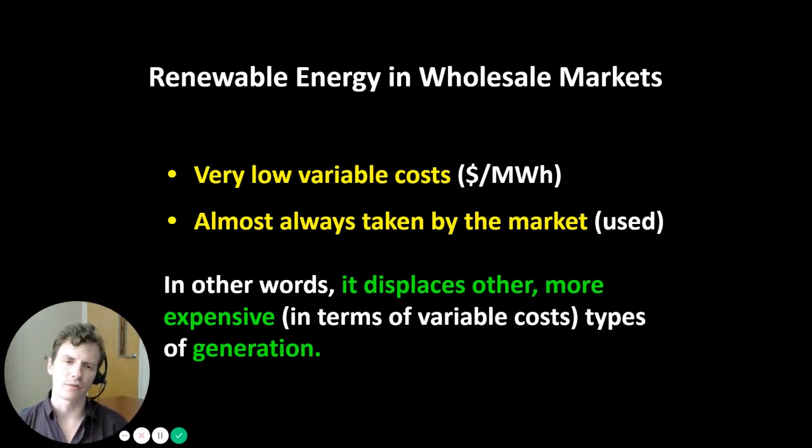Remember, most of the cost of renewable energy, like wind and solar, is the capital cost. Once you build the solar farm or once you build the wind farm, the cost of producing the electricity is almost zero. Because of that extremely low variable cost of renewable energy, it is almost always taken by the market. We have called it, in previous lectures, demand reduction. And so what that means is that when wind or solar is sold into a competitive wholesale electricity market, it almost always displaces other more expensive and typically higher polluting types of generation.